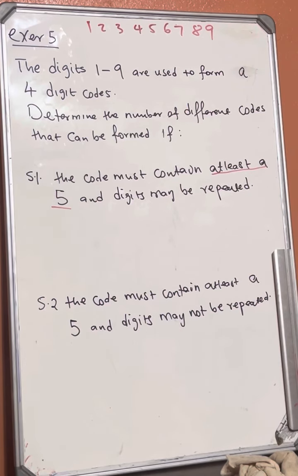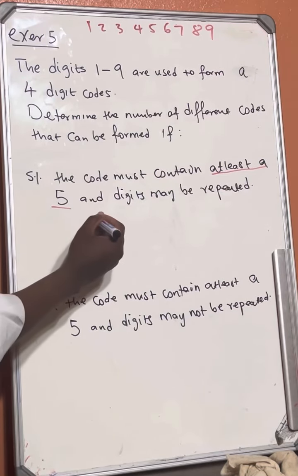Remember, class, if we get codes which don't have a 5, we are going to get the sample. We are going to say the sample space is the total possibilities of having a 4-digit code. All right, let me rephrase this in a proper way. I'm going to get a sample. Let's get a sample first.